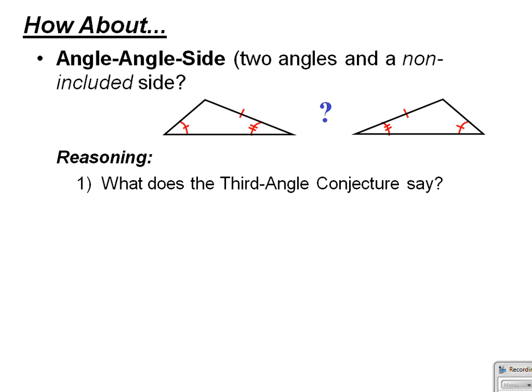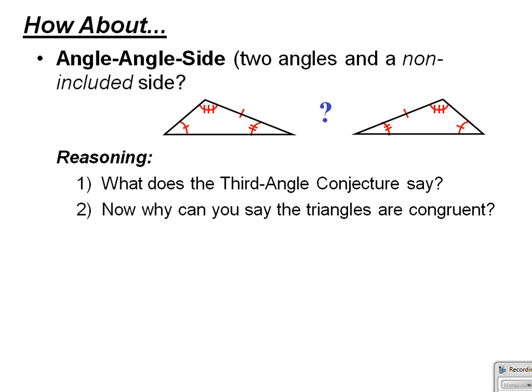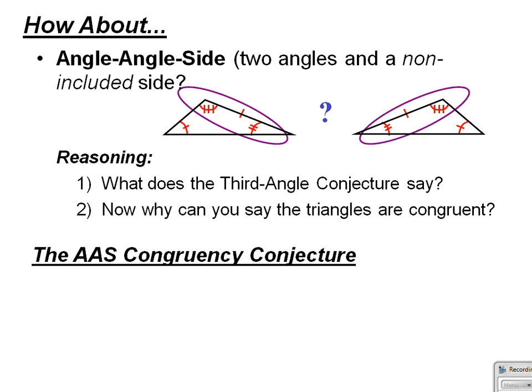First of all, what does the third angle conjecture say? The third angle conjecture said that if you had two triangles where you had two pairs of angles that were both congruent to each other, then you can conclude that the third pair of angles were also congruent to each other. Now take a look at why you can say those triangles are congruent. Once we've added the third congruent angle, notice that there's specifically an ASA configuration that allows us to prove that the triangles are congruent.